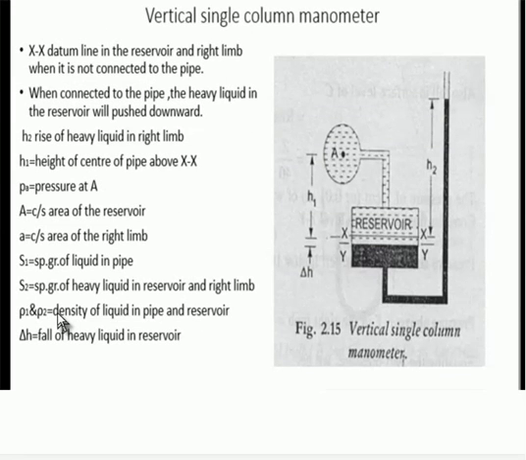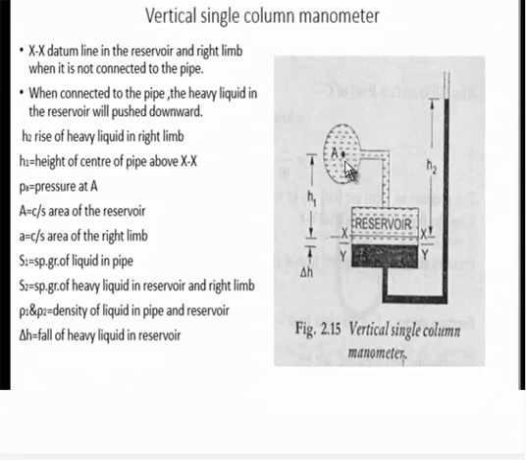Okay, so next, the vertical single column manometer. There are again different types of manometers. Figure 2.15 shows the vertical single column manometer. Here XX is the datum line in the reservoir and right limb when it is not connected to the pipe. The fluid is at this position when the column is not connected to the pipe.